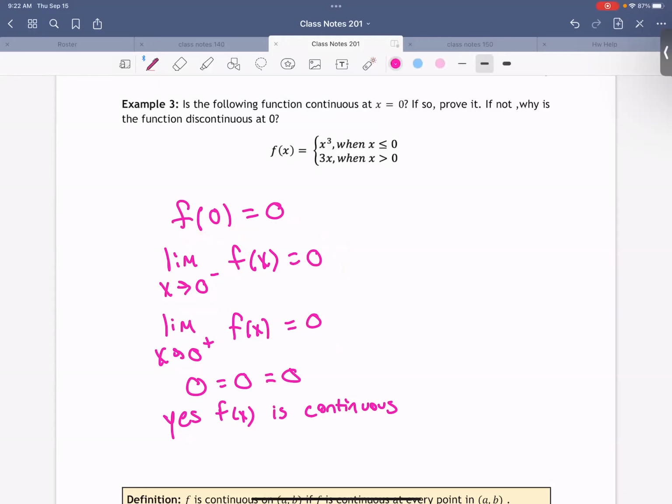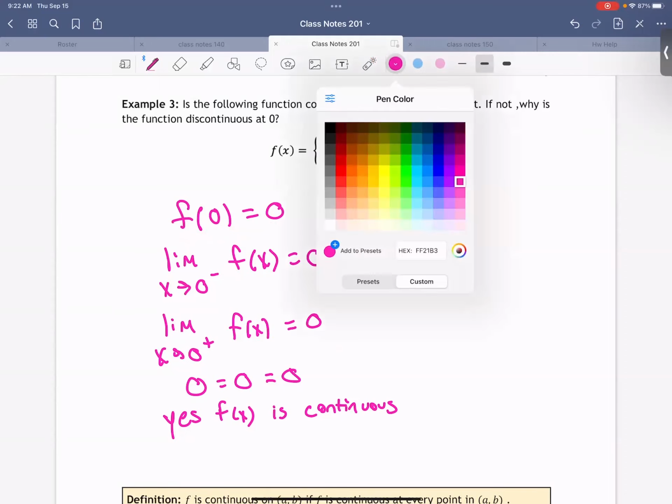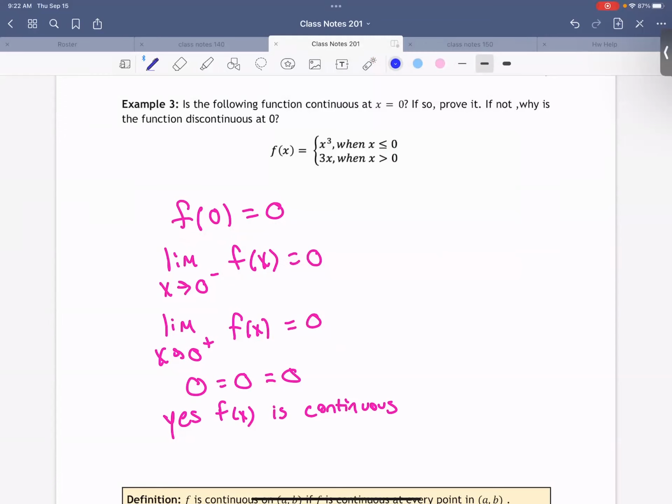I do want to say, I think this would be fine, actually. I think some people were more detailed, and that's also fine. But I think this clearly shows it as well. Okay. Any questions on example 3?